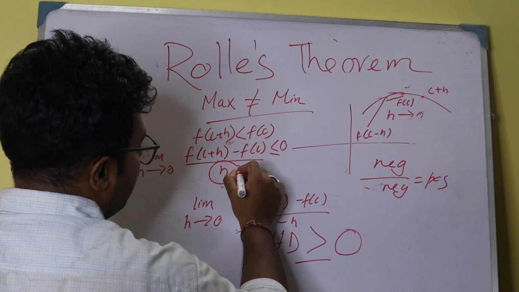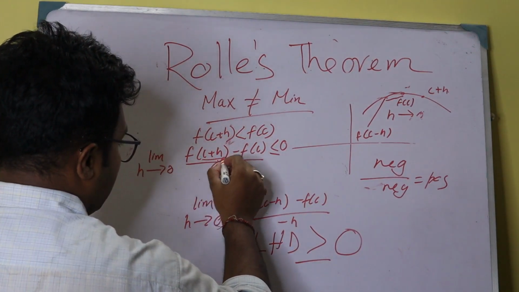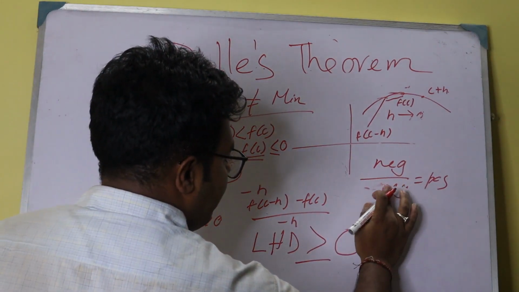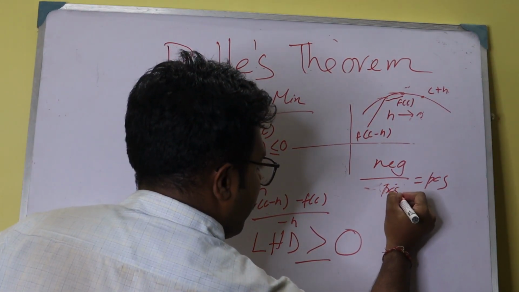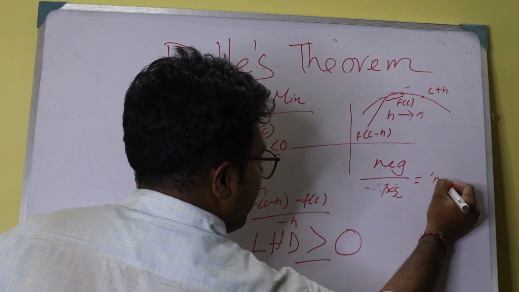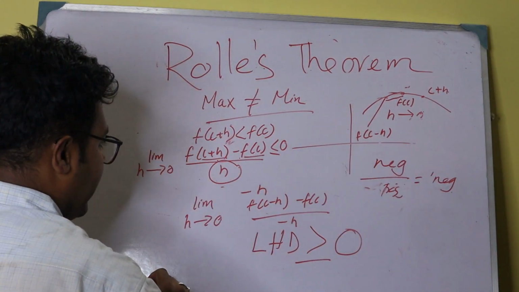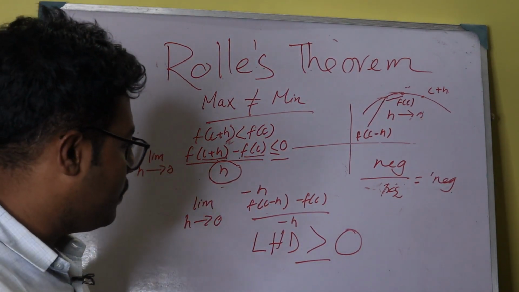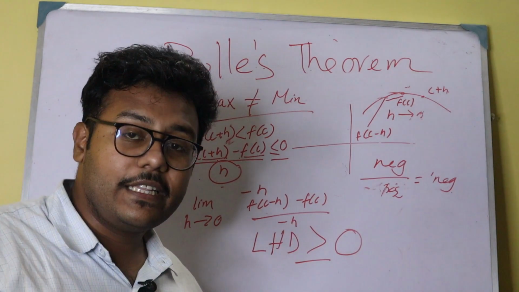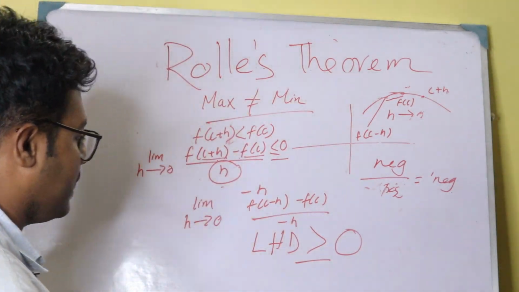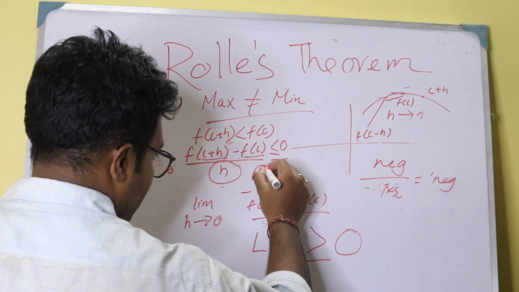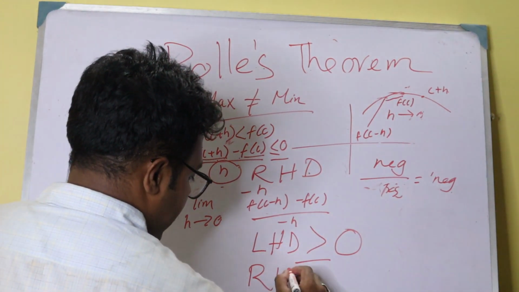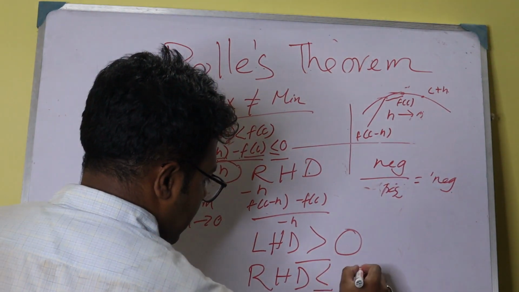h is a positive number, and this numerator was negative, so negative by positive will give me a negative number. So this one is negative. That's why I have kept less than or equal to 0. And if you remember, guys, this was the right hand differentiation. So this was RHD, and RHD is less than or equal to 0.